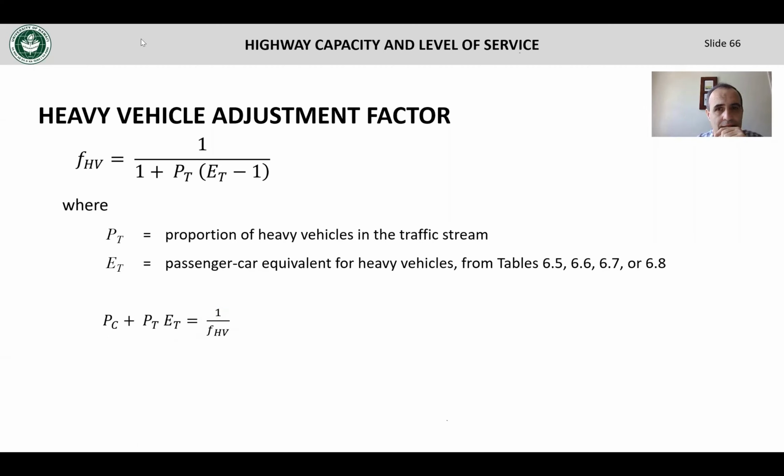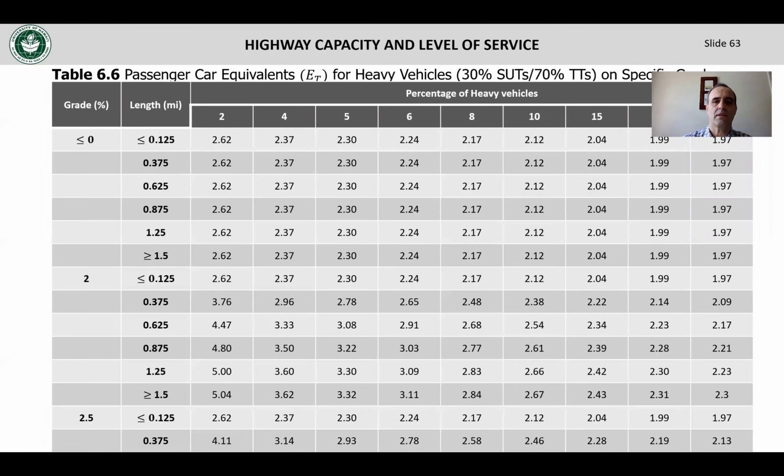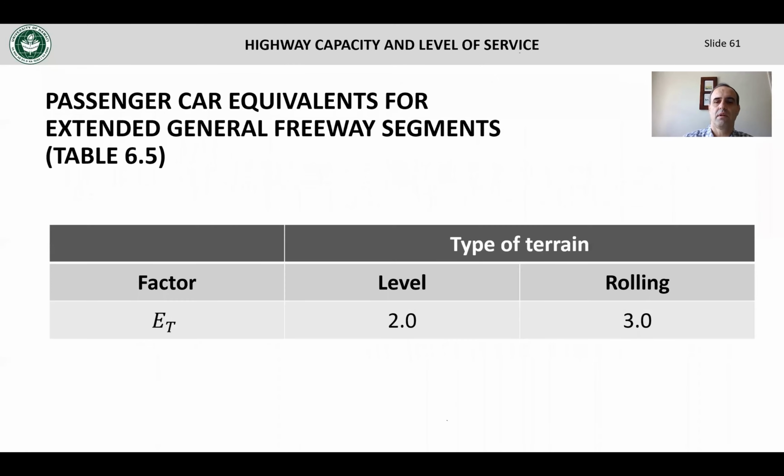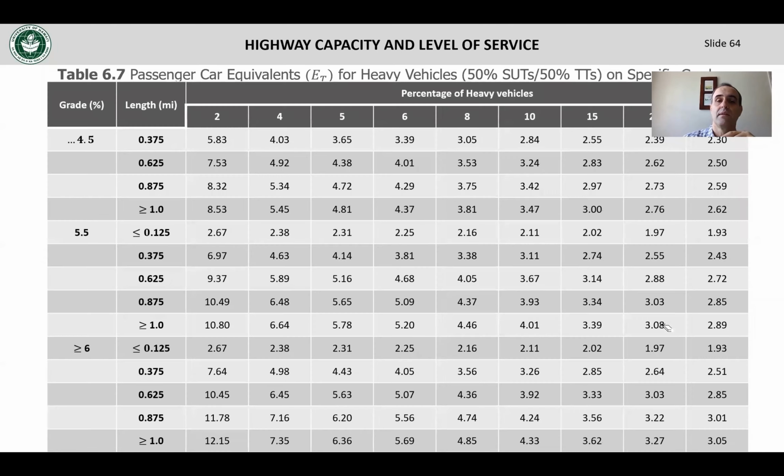How did you find that ET was 3 for the example you just did? So the previous discussion was all about what values we get. If I'm talking about level terrain, that's my ET. If it's rolling terrain, let's assume it's rolling, I have a passenger car equivalent of 3. If I'm doing a specific grade analysis, it will be one of the values in one of these tables. Let's say something like that, or it could be 10, or it could be 12. It depends on how steep the grade is, how long it is, and the percentage of heavy vehicles I have in the traffic stream. So that's how you get the passenger car equivalence.